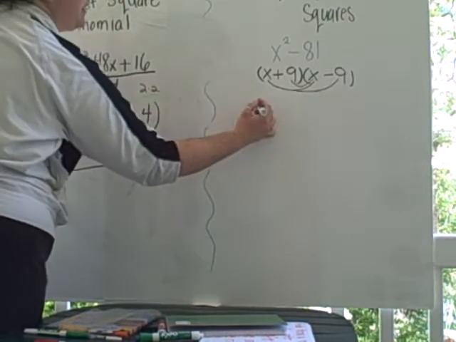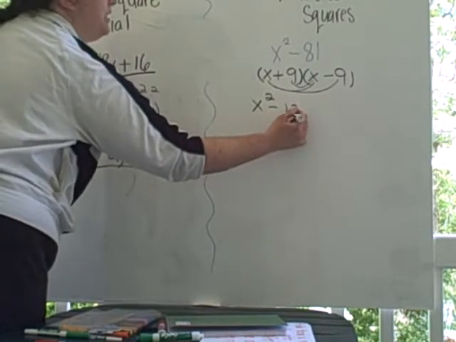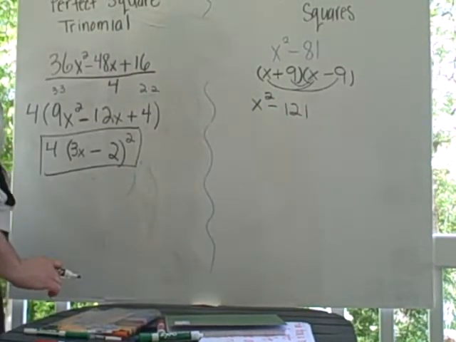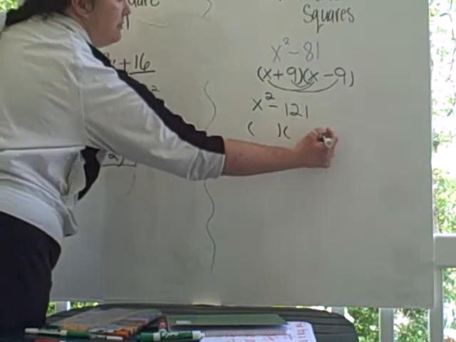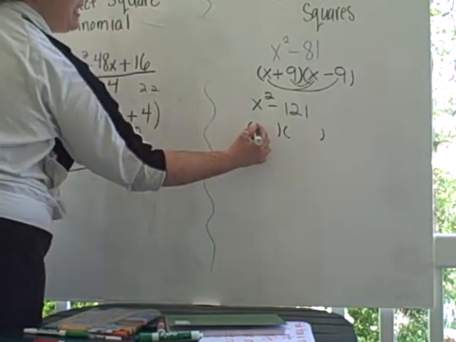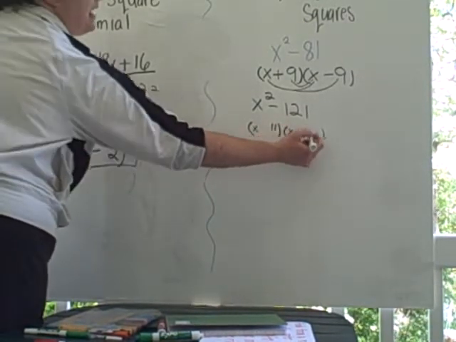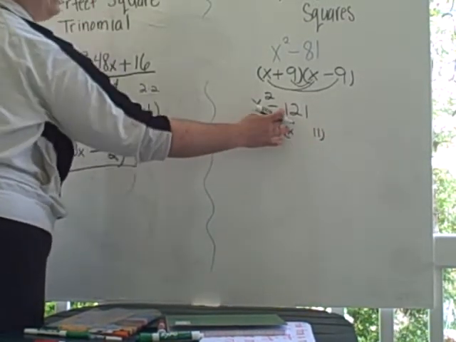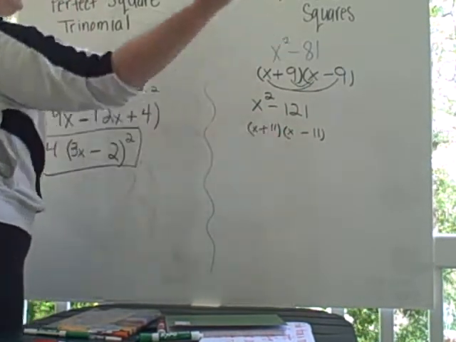Let's take a look at another one. X squared minus 121. How would I factor this? Open up the parentheses. Recognize that x times x is how I got x squared. And 11 times 11 is how I got 121. One gets a negative, one gets a positive, and I'm done.